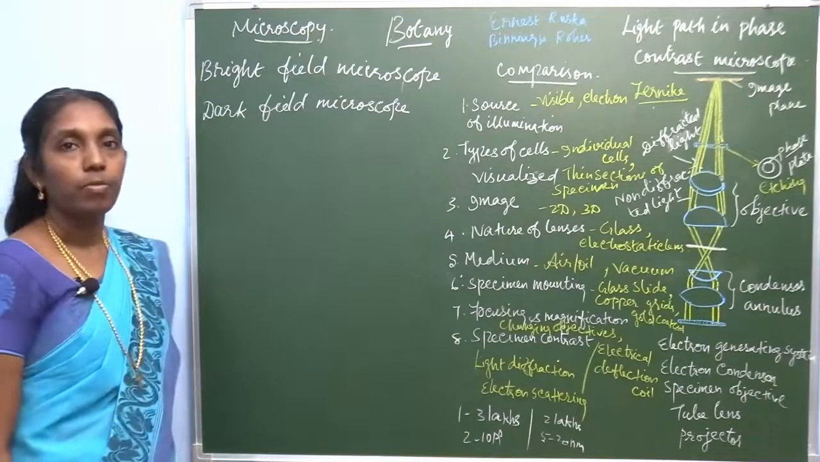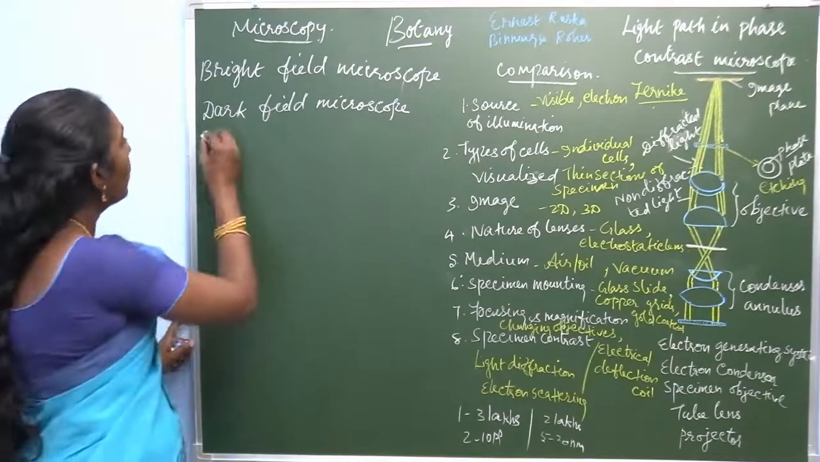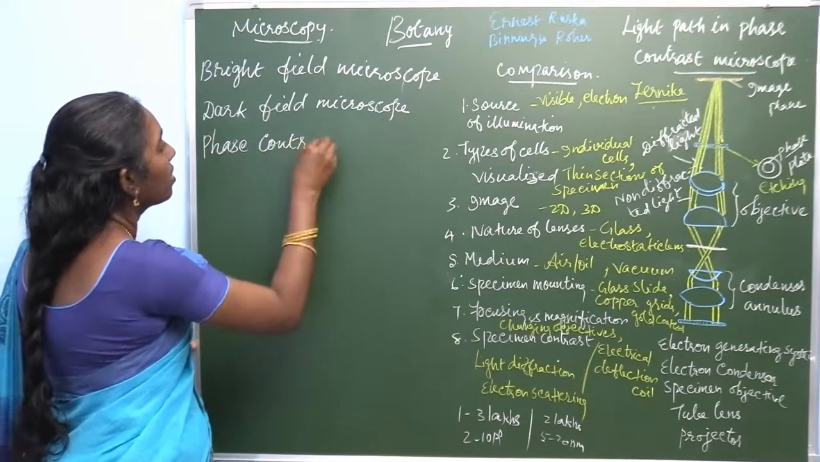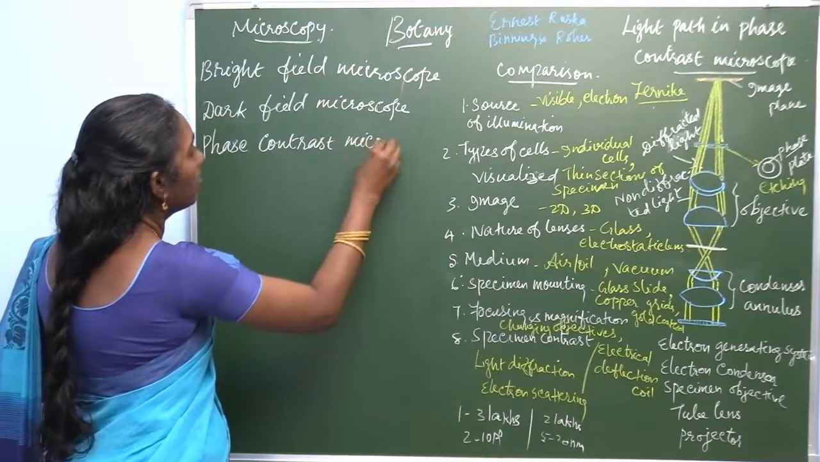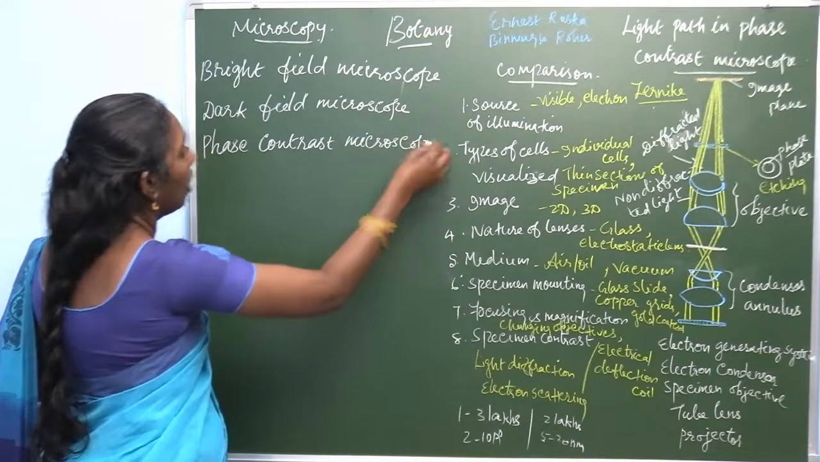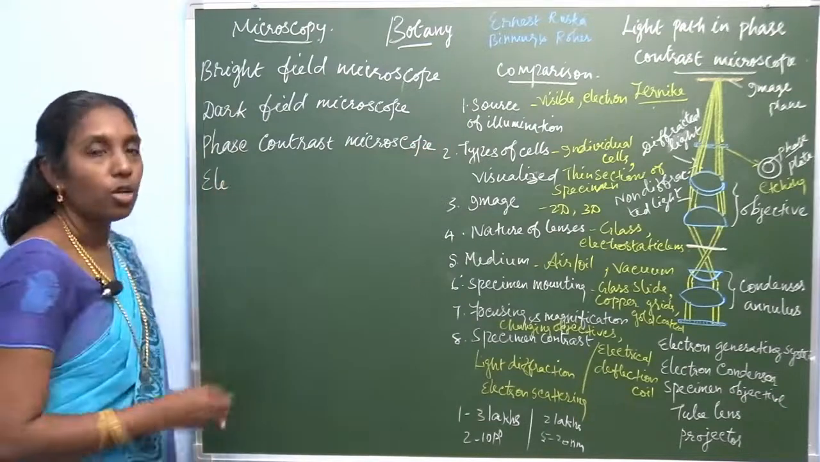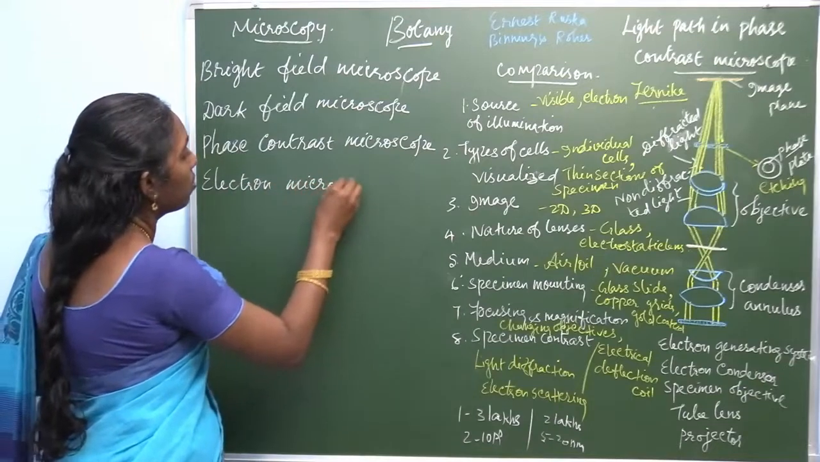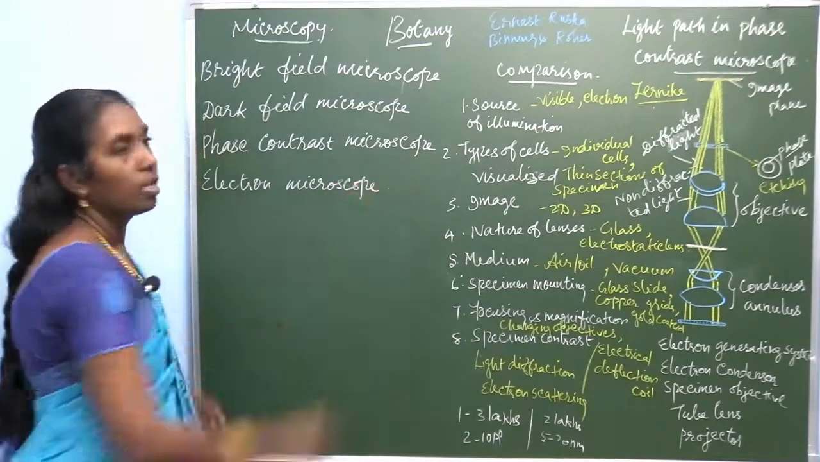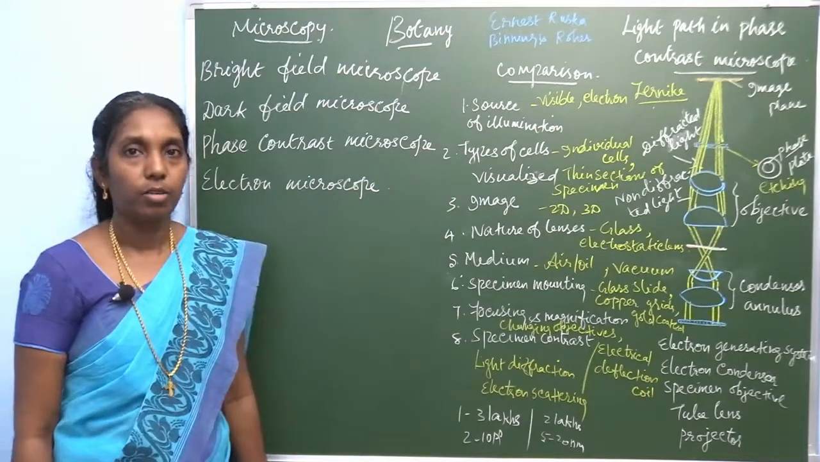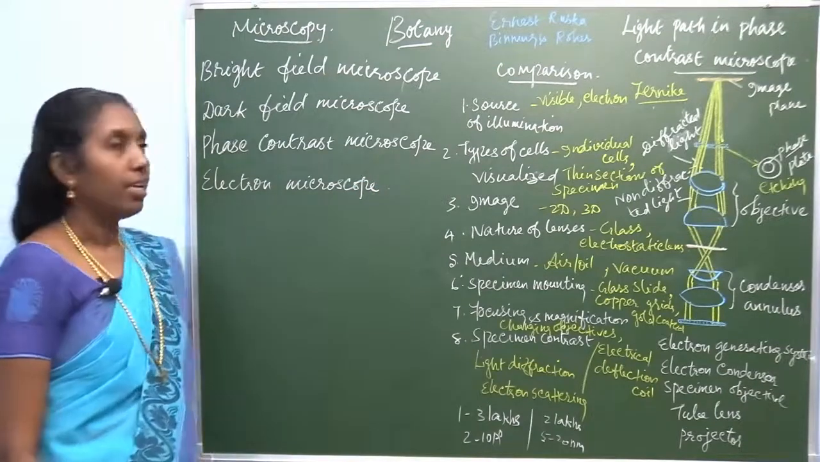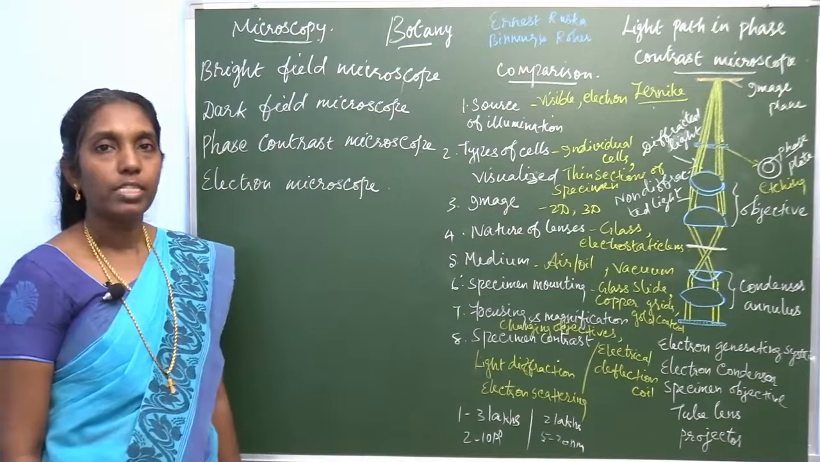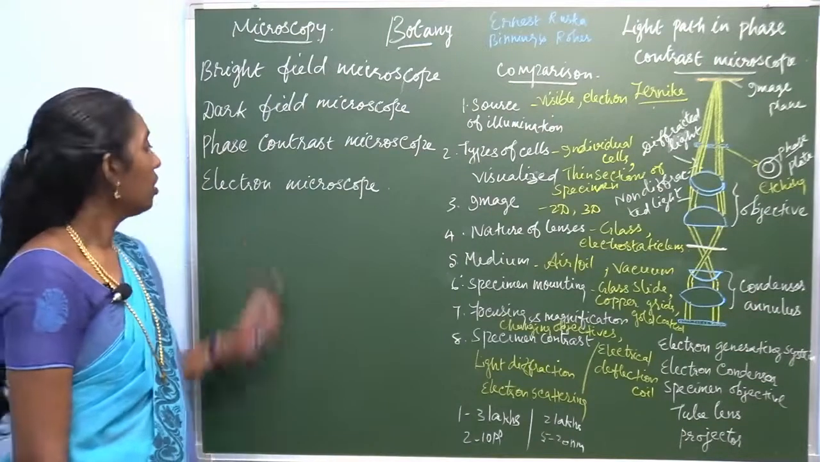Now the third type of microscope is called phase contrast microscope, and electron microscope. There are four different types of microscopes. What are they? Bright field microscope, dark field microscope, phase contrast microscope and electron microscope.